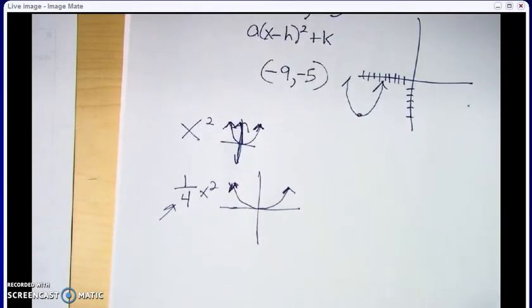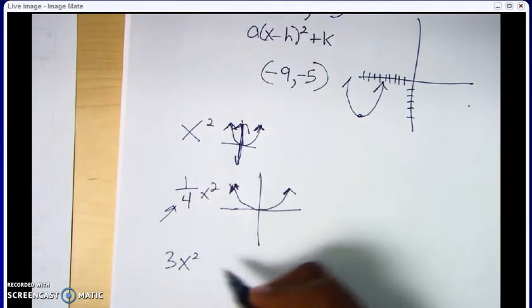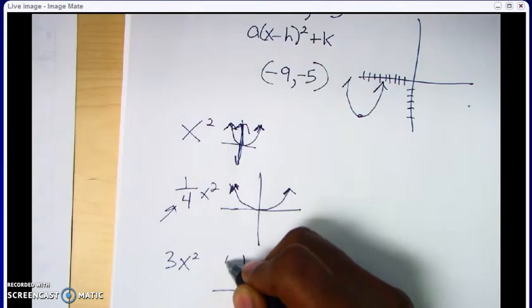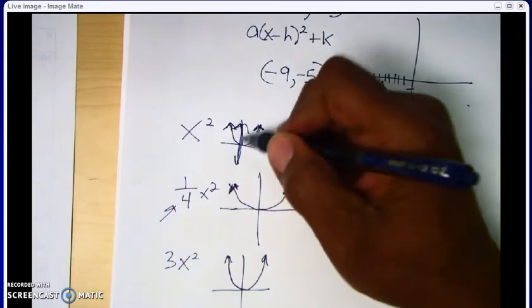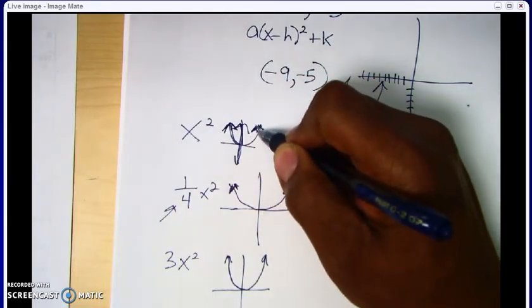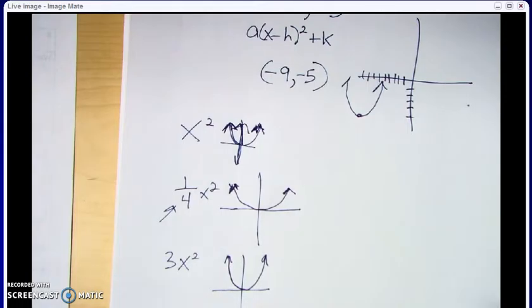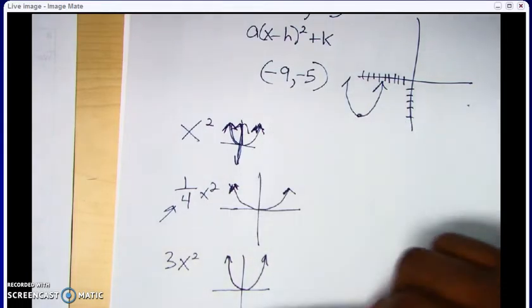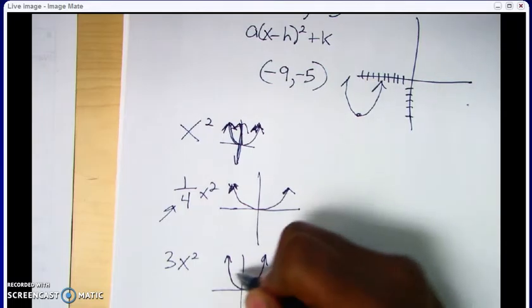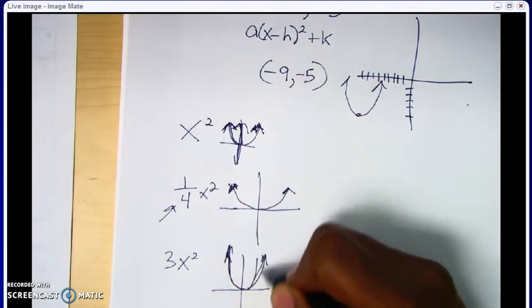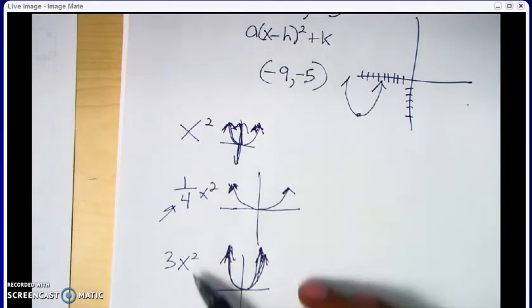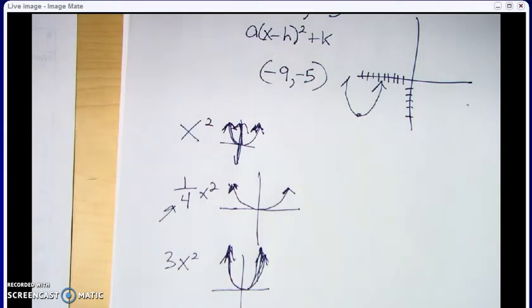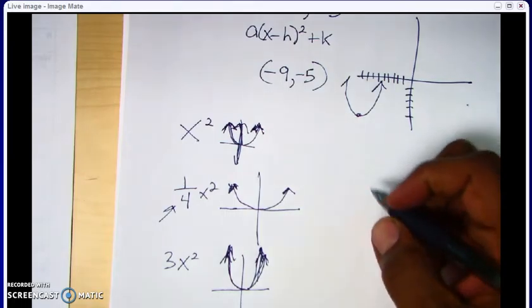And you want to compare that to something like 3x squared. 3x squared is going to be a little bit more narrow. Okay, so you've got your base, and I didn't do such a good job on the base, but just imagine a basic y equals x squared versus y equals 1/4 x squared versus y equals 3x squared. This one's going to be taller and more narrow than the regular x squared. Okay, so that's your a value and its impact on the parabola. What else do we got going here? Let's talk about shifting.